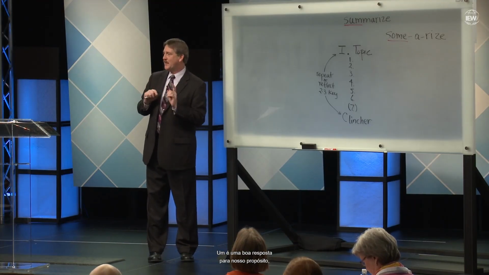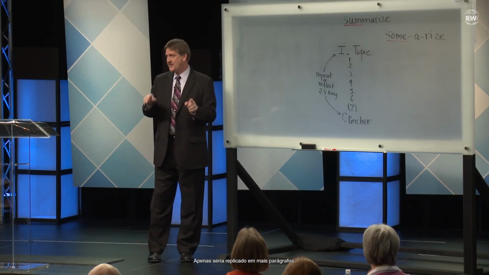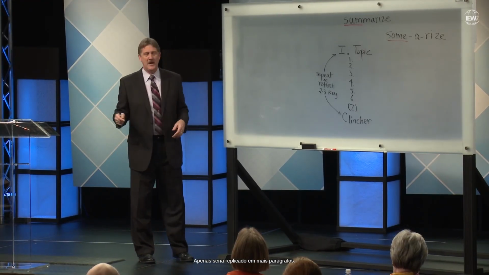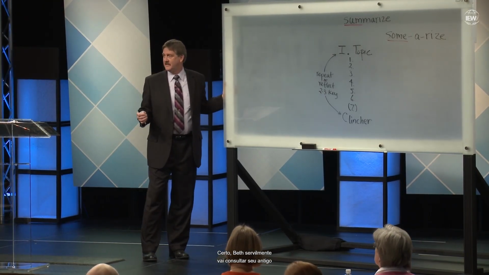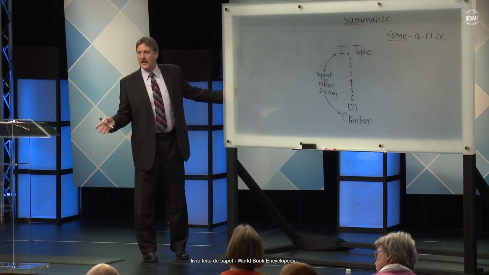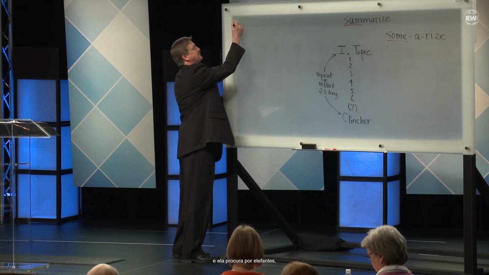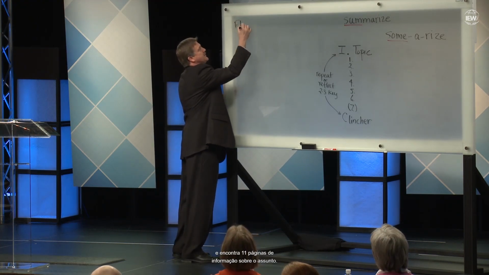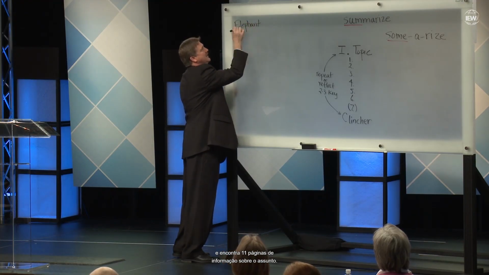1 is a good answer for our purposes, but the process would be the same. It would just be replicated for more paragraphs. Okay, so Beth dutifully goes over to her antique, actual made-on-paper World Book Encyclopedia, and she looks up elephants. And there's 11 pages of information about elephants.